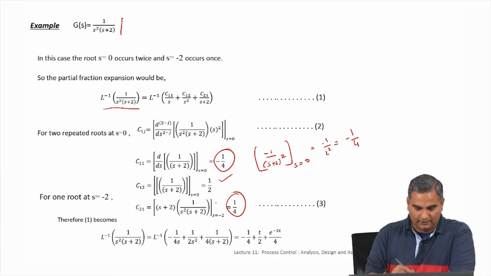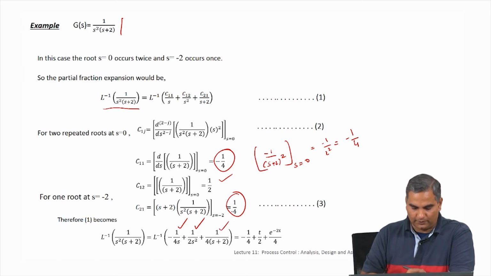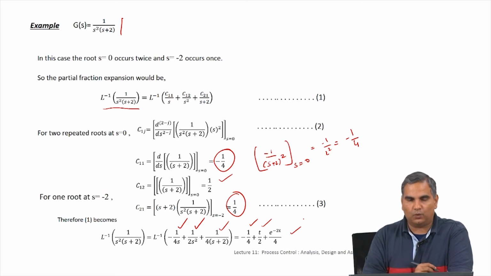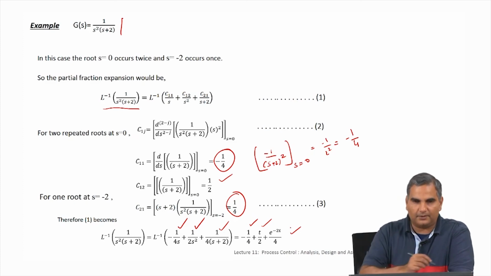So, once I have these, then I can put C11 as minus 1 by 4. So, this is minus 1 by 4s, C12 is half and this is s squared. So, half s squared, and C21 is 1 over 4 times s plus 2, and when we do this Laplace inverse using the other formula that we have, this is going to be minus 1 by 4 plus t by 2 plus e power minus 2t by 4. So, it is a very simple Laplace inversion using just that one row of the table that I showed in this slide and in the Laplace table. So, you can see how this is getting inverted using this partial fraction idea.